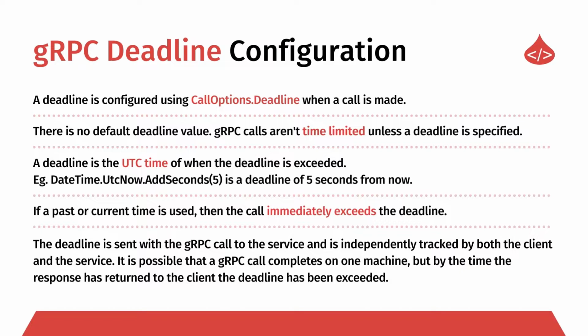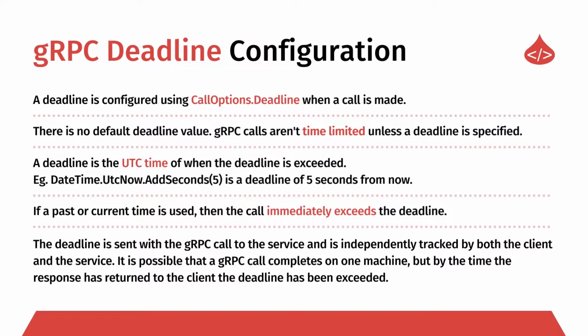For example, DateTime.UtcNow.AddSeconds(5) is a deadline of 5 seconds from now. From now means from the time of calling the gRPC method. So it is important that the deadline should be assigned in UTC time or universal time. If a past or current time is used, then the call immediately exceeds the deadline. So don't assign past or current time, like just DateTime.UtcNow, as the deadline. You will always receive a deadline exceeded error.